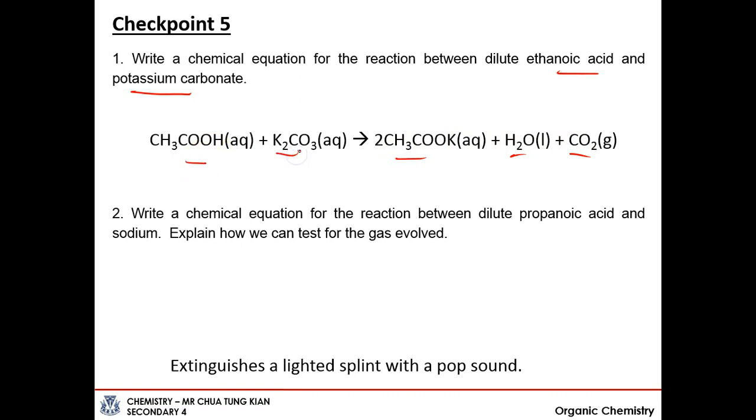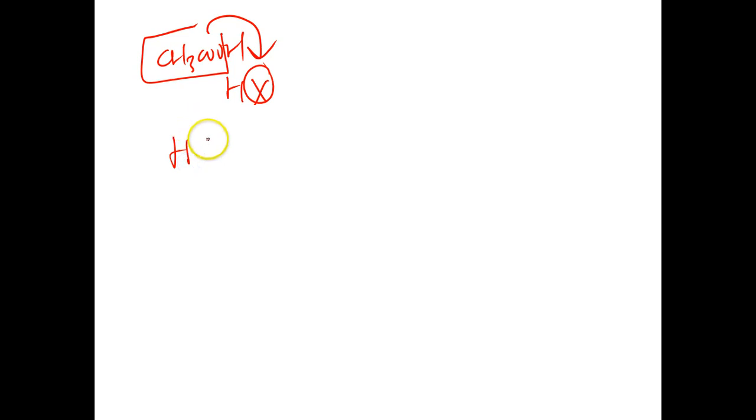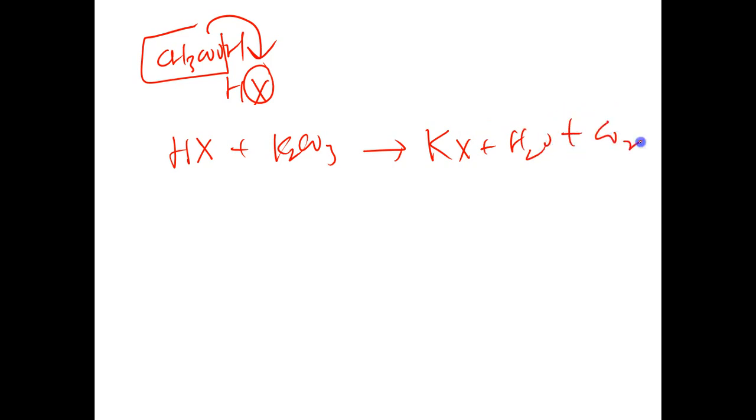Acid, carbonate reaction. So like earlier, if you can't write this out properly, you can't write it based on the ethanoic acid here. Very easy. Do it this way. Convert your ethanoic acid into HX first. HX, X represents this portion, and then you just write the equation. HX or even HCl plus K2CO3 gives you KX plus H2O plus CO2. Then you balance the equation. Okay, balance the equation.